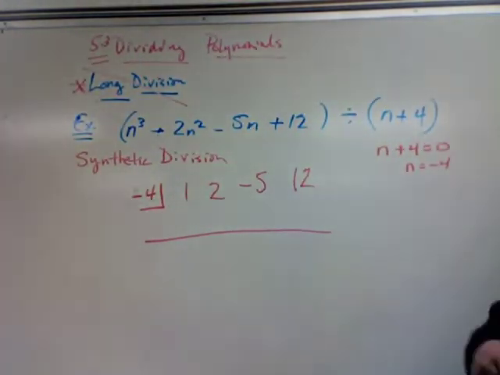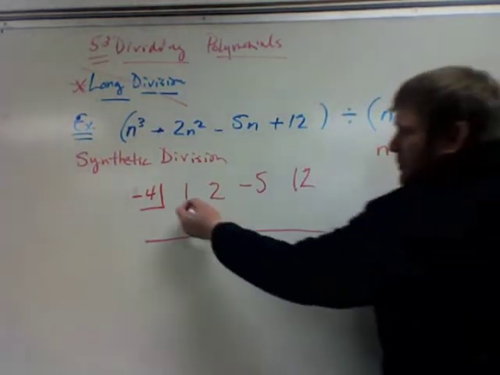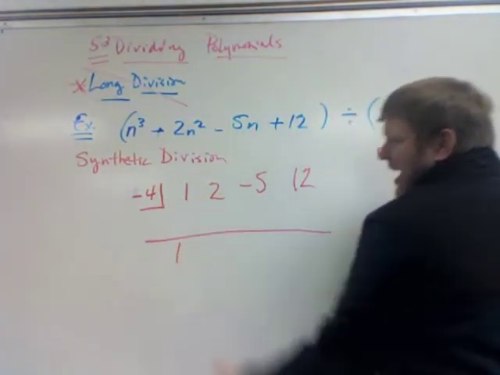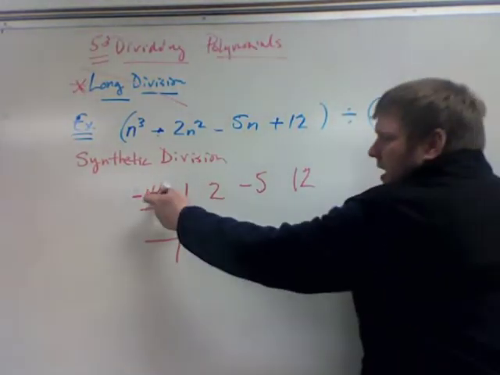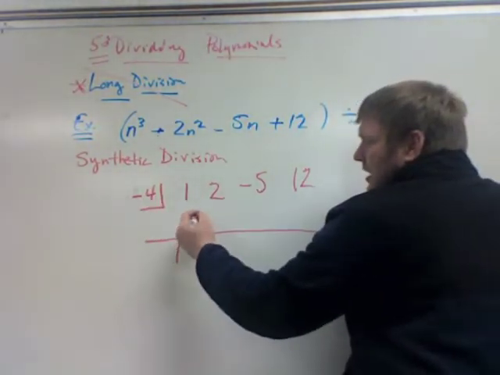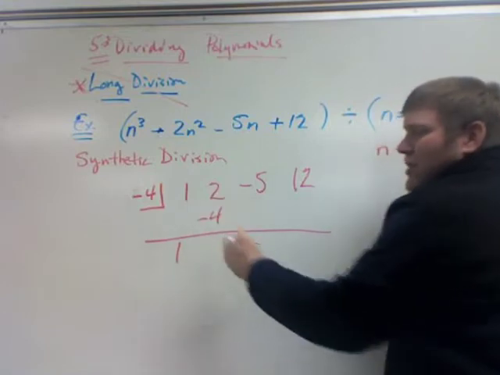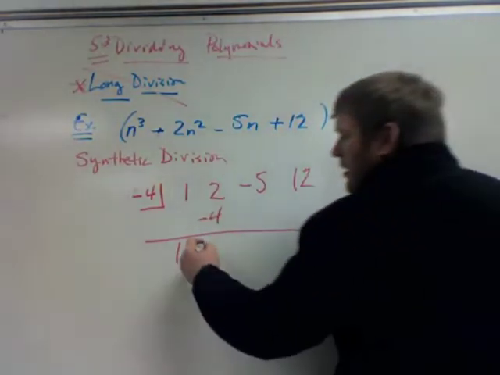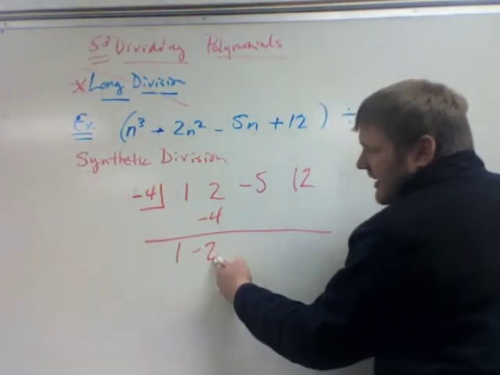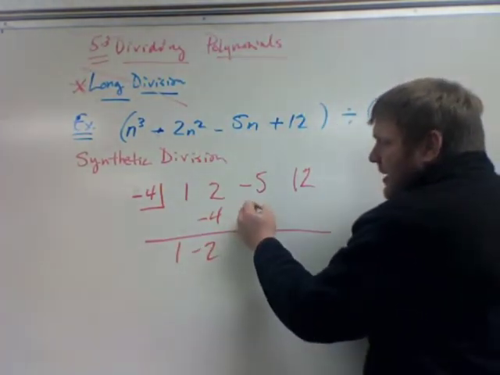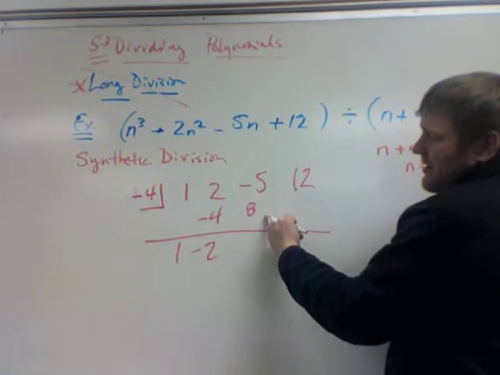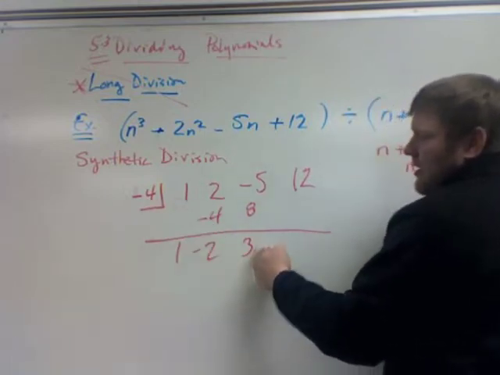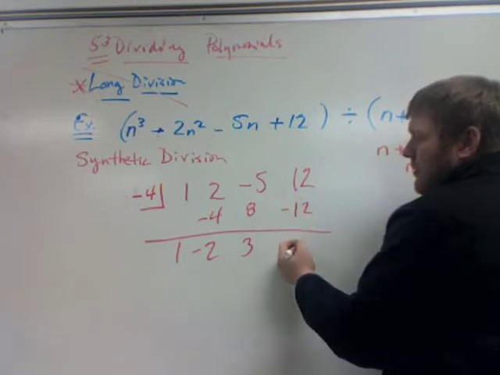Now I'm going to start this off. The process of starting synthetic division is you bring the first digit down. Then you multiply: -4 times 1 is -4. Then you add your columns: -4 and 2 is -2. Now you multiply again, and you get +8, and then you add to get 3. You multiply again and you get -12.